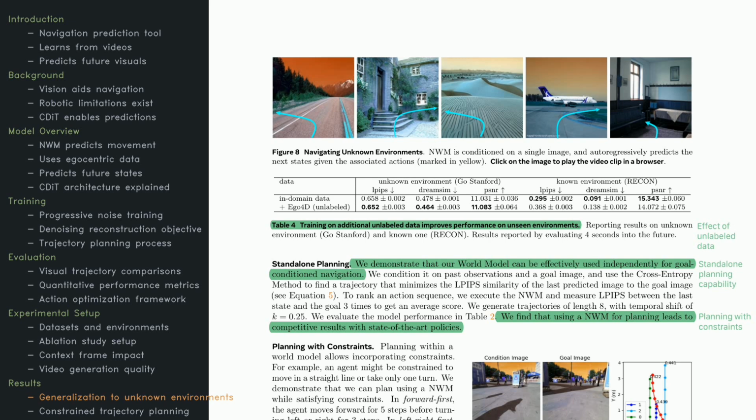They test the model by measuring perceptual similarity and show that even in unfamiliar spots, performance holds up. Training with something like Ego-4D helps too. The cross-entropy method is once again part of the planning process, ranking different sequences of actions to find the one that hits the goal reliably.